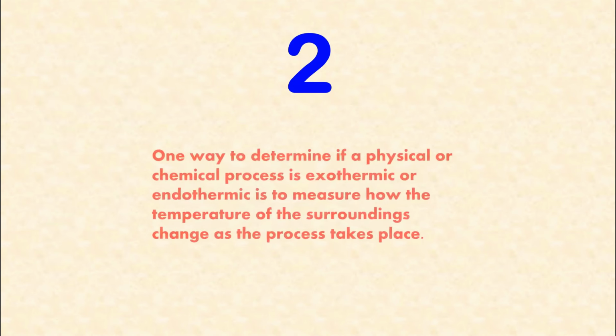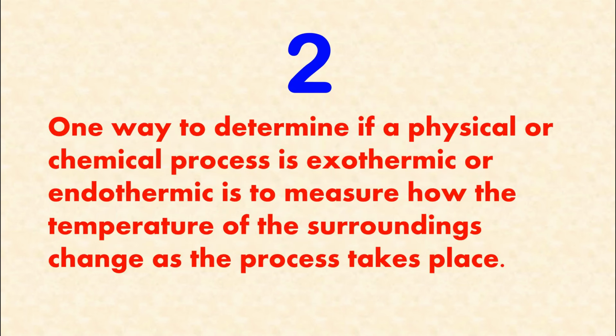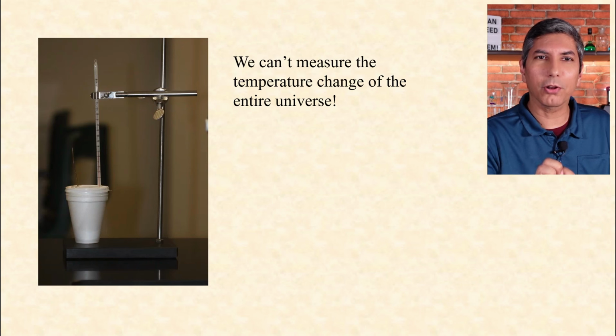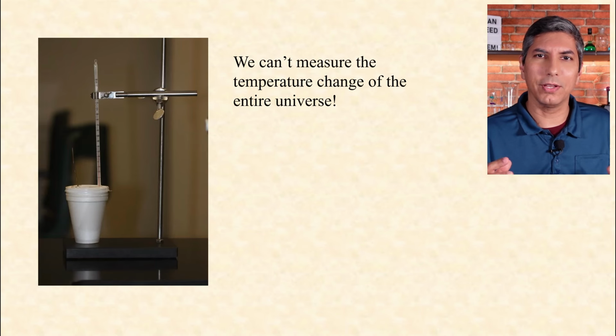Number 2. One way to determine if a physical or chemical process is exothermic or endothermic is to measure how the temperature of the surroundings change as the process takes place. Like we said earlier, the system is composed only of those particles that are actually reacting or participating in the change. And since it's essentially impossible to measure the energy change of those individual particles directly, we have to measure the temperature change of the surroundings.